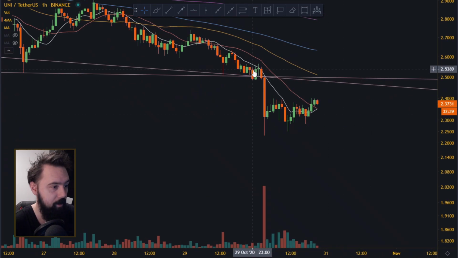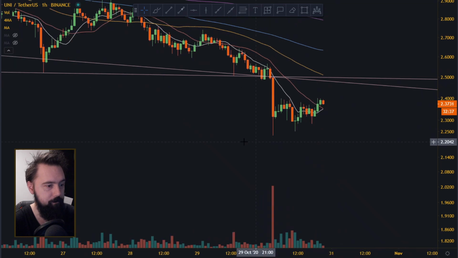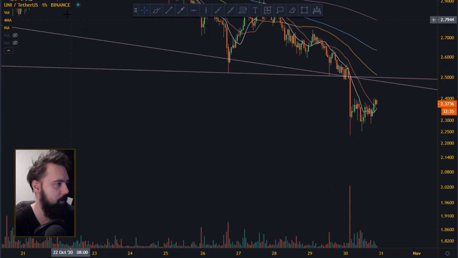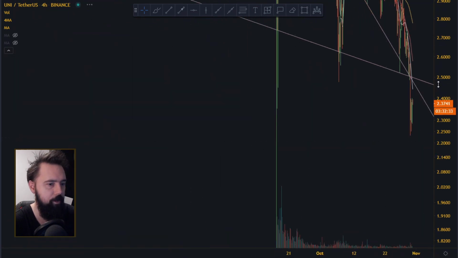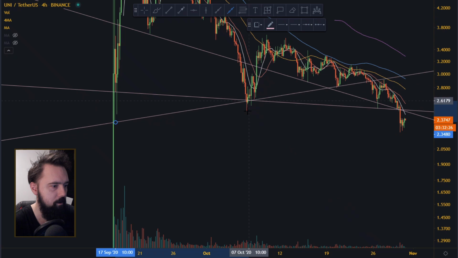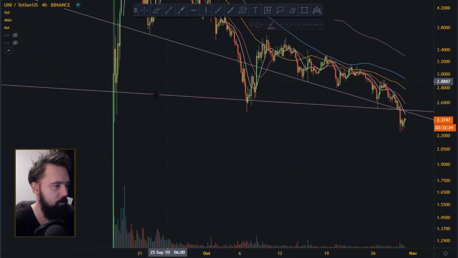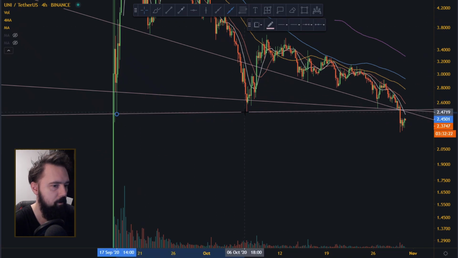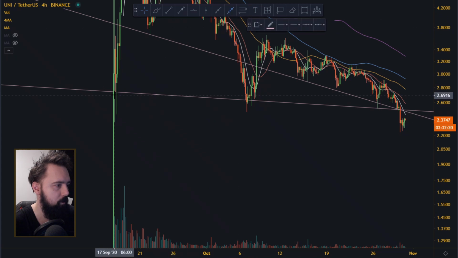So what's happening now after this dump over here? There's also some support line beneath this over here. I think that has to do with these wicks on the bottom here. I think it's none of these, that's for sure. Maybe this one. And maybe the one that we already used.